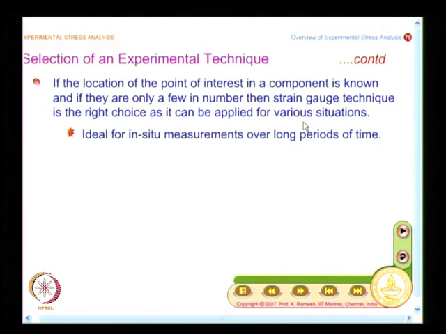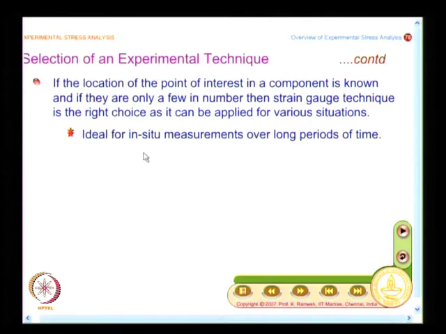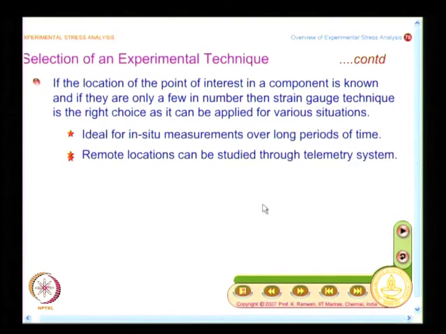In many instances, to identify which points I need to study, you may need a priori knowledge. If there is a failure, that indicates where you have to analyze more, and you can take some clue from brittle coatings and so on and so forth. The beauty of strain gauge is that they are ideal for in situ measurements over long periods of time. Suppose I want to monitor what happens in a bridge, I could do it as a function of time. And remote locations, that is what I said.